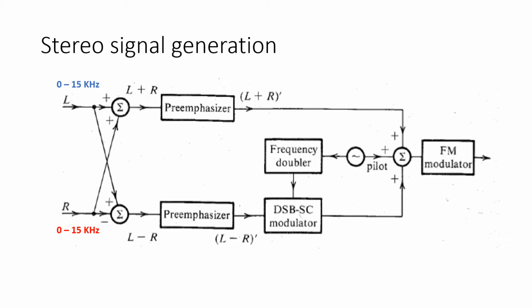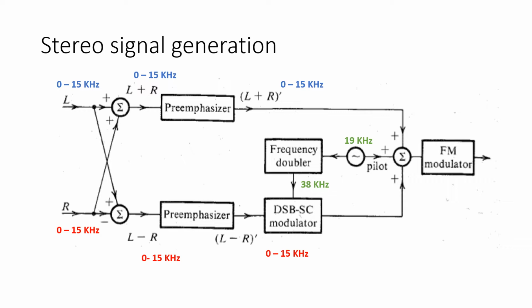These information signals are added together as L plus R and L minus R. They have the frequency range from 0 to 15 kHz. L plus R and L minus R passed through pre-emphasizer for boosting of high frequencies. Then we get L plus R dash and L minus R dash. There is an oscillator which generates sinusoid of 19 kHz. The frequency doubler converts that sinusoid into 38 kHz.